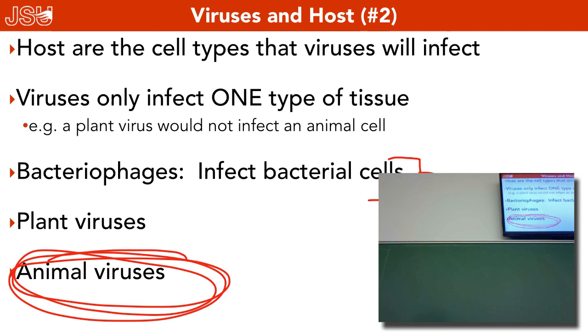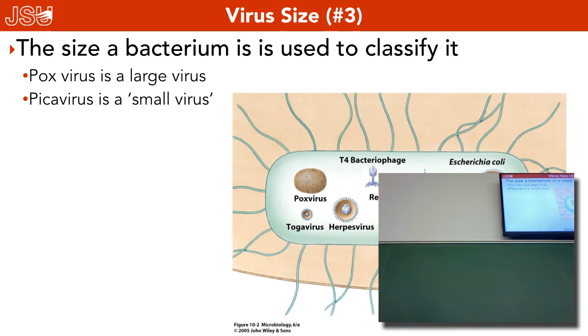All right. Okay, size: Picornaviridae, typically a small one. Pox virus, typically large. Again, you can see some pox viruses with a light microscope if you have a really good light microscope.